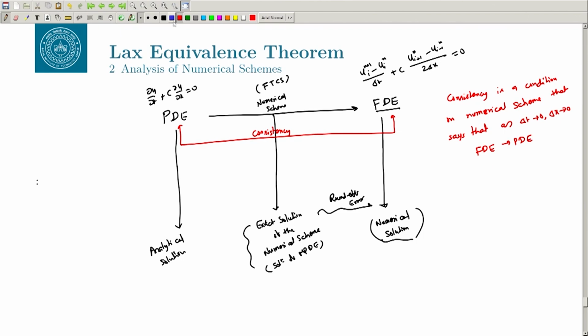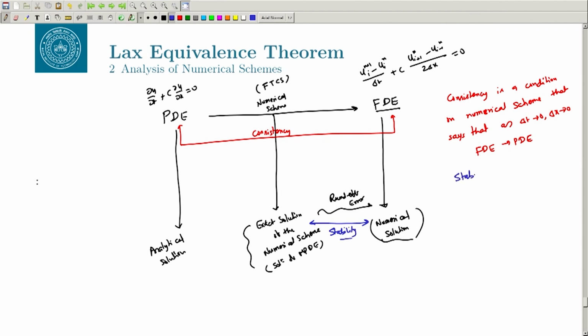Now, look at the stability criterion. What stability says is basically that you have the exact solution of the numerical scheme and you have the numerical solution. So, this is your stability.